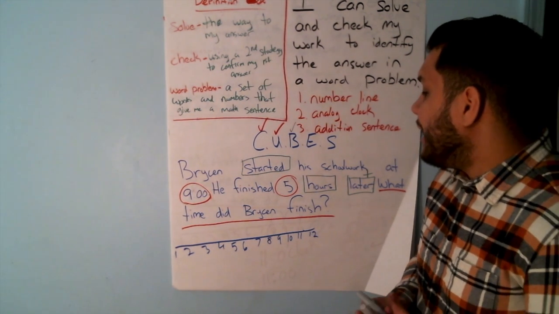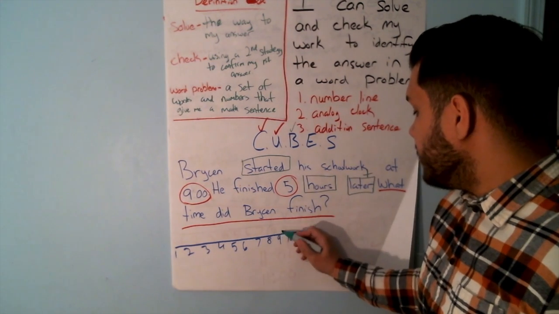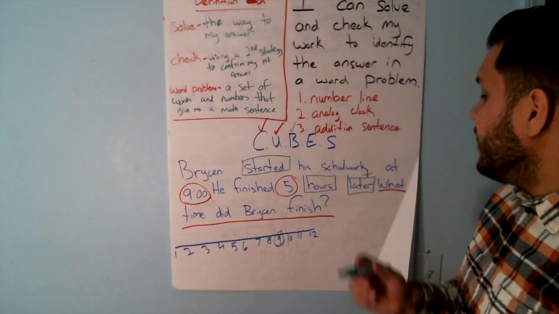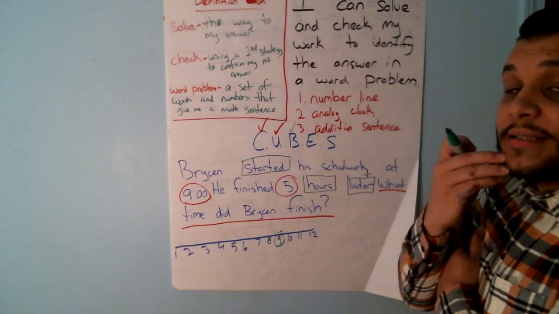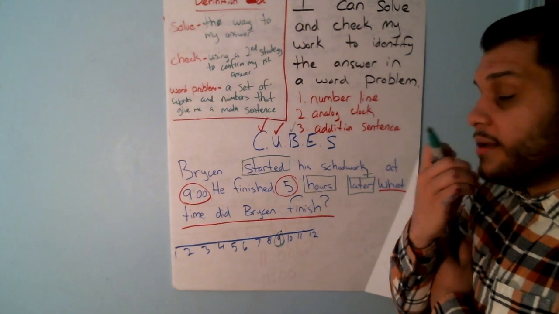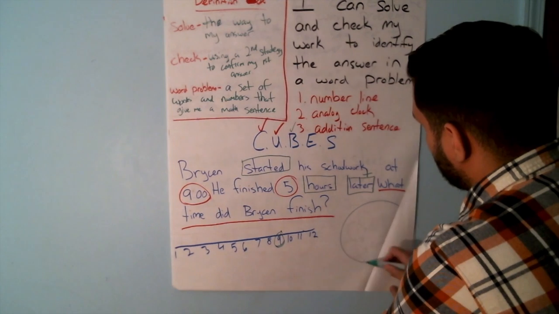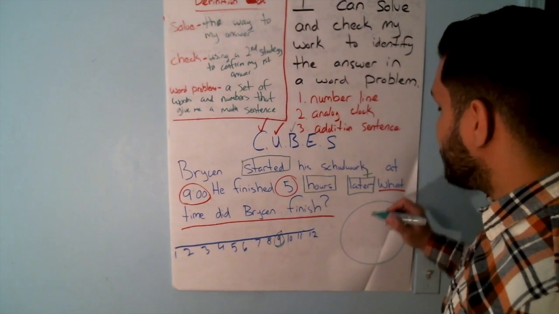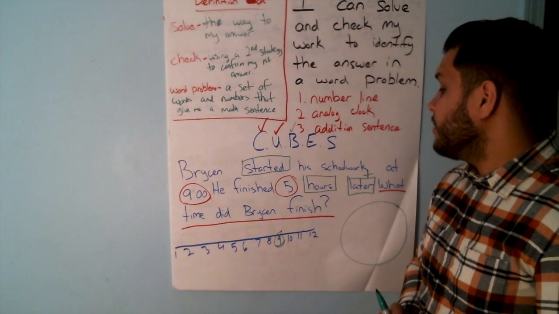I know that I'm still evaluating. I'm going to circle the number 9 because that's where I start. He finished 5 hours later. It's going to get very interesting today. Let me do my circle, because this is the way that I'm going to check my work. And I feel like I really need to check my work today.